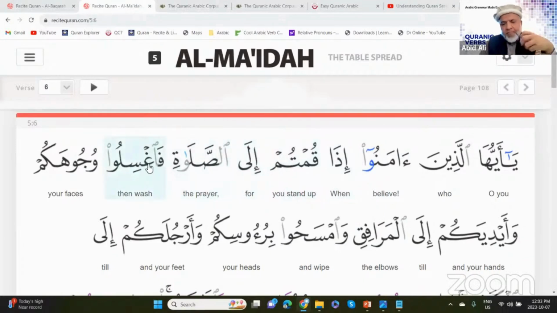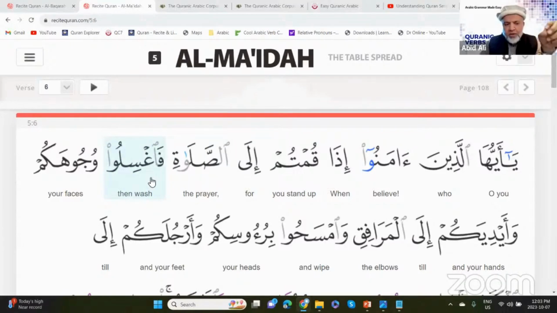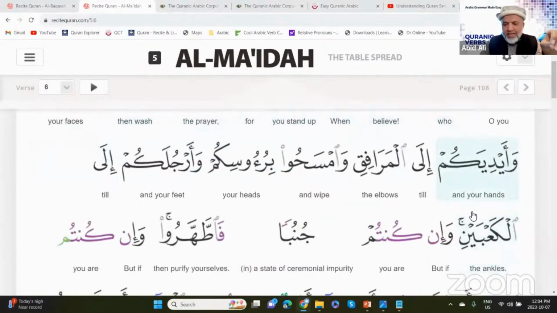Faghsilu. Faghsilu. The word ghusl is for shower, but ghusl means to wash. To then wash. This is a fi'l amr, and we haven't covered it yet. But faghsilu is a command. Is it a verb? It is a verb. Yeah. Right? Wujuhakum, your faces. Wa aydiyakum, and your hands. Up to what? Ilal marafiki, till the elbows. Wamsahu, and wipe. Bi ra'usikum, your heads. Wa arjulakum, and your feet. Yeah. Ilal ka'bayn, till the ankles.